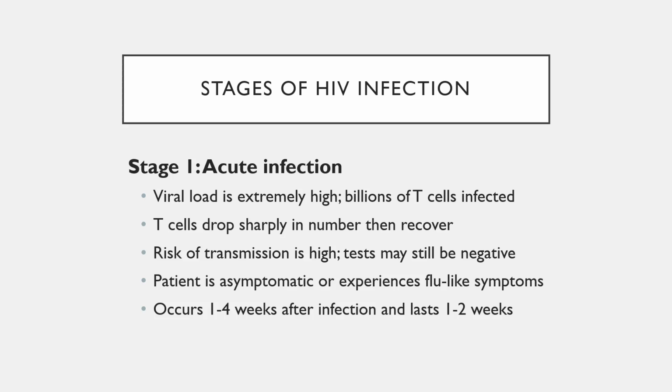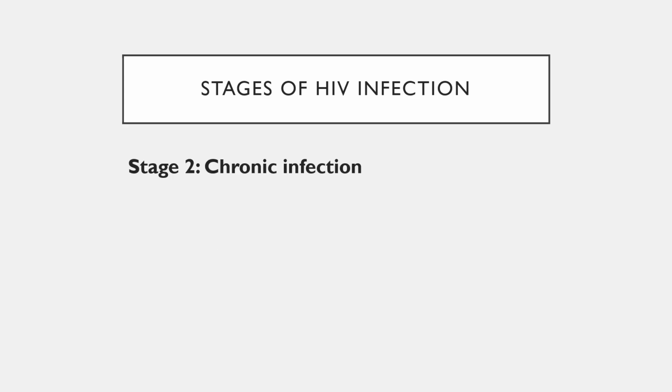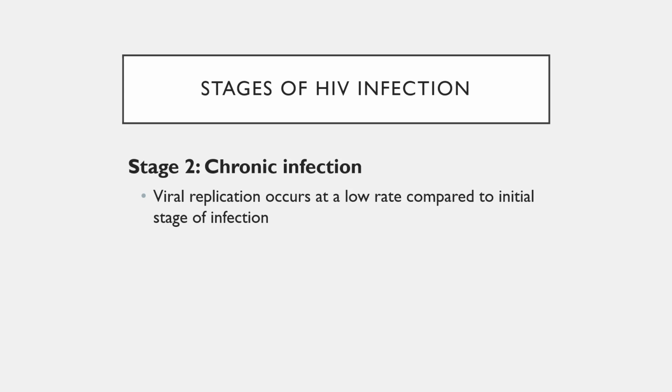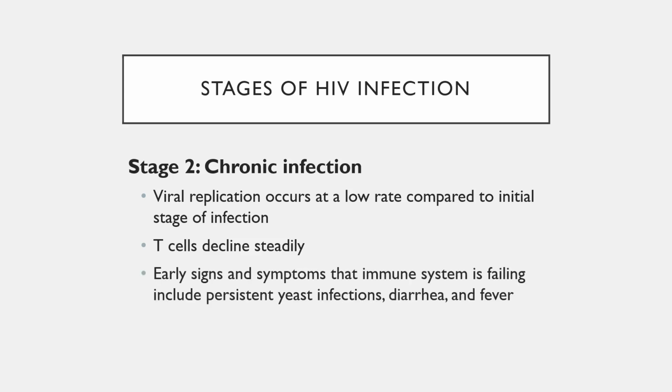After this, a person enters what is called the chronic infection stage. During the chronic infection stage, the rate of viral replication is low compared to the acute stage. However, T cell count declines steadily, and the person may experience early signs and symptoms that their immune system is struggling, including persistent yeast infections, diarrhea, and fever. This stage of the infection can last 10 years or longer, and only if it is not recognized and properly treated with antiretroviral drugs will it progress to stage 3, which is clinical AIDS.